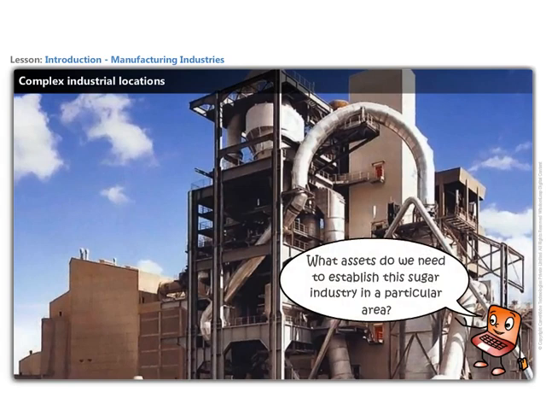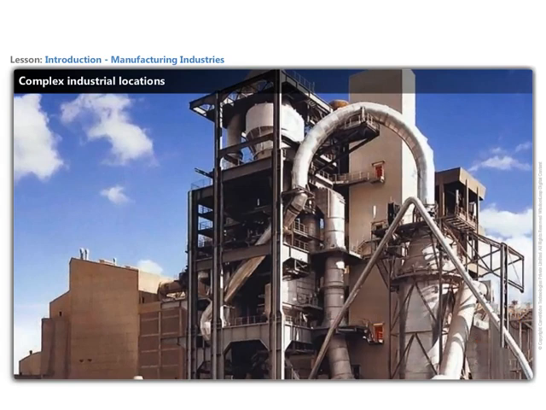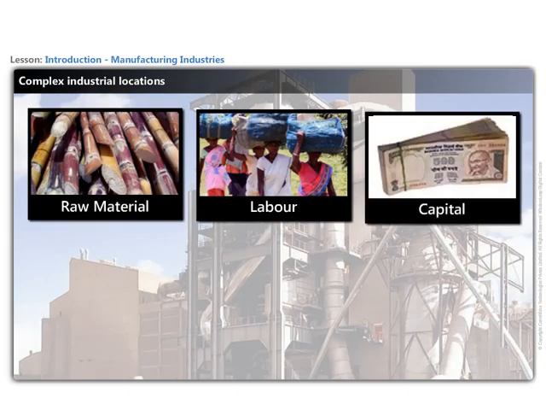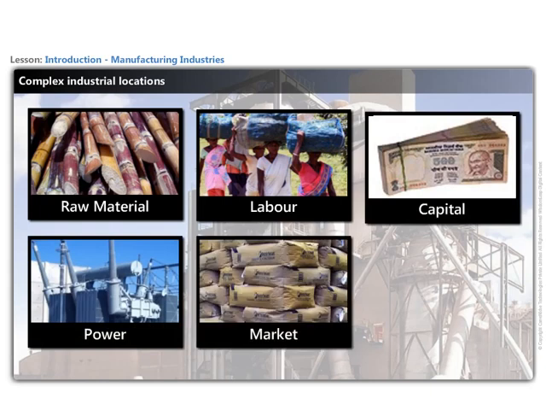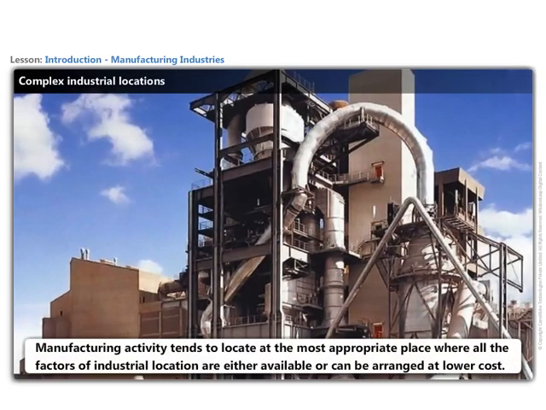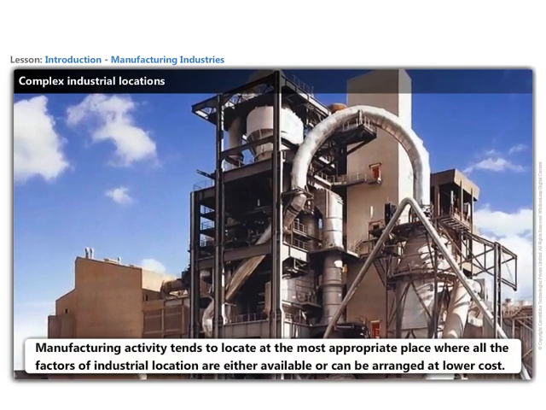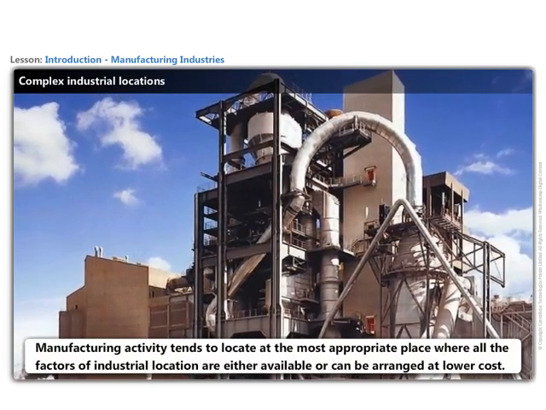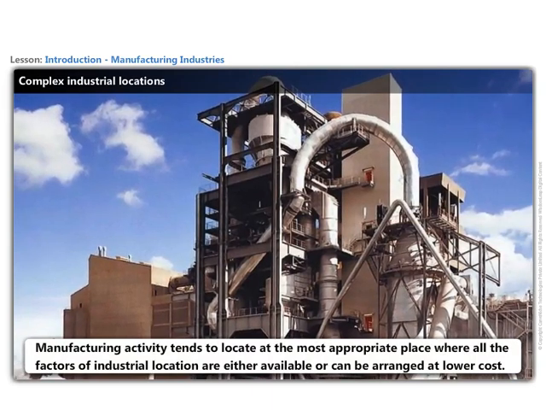What assets do we need to establish the sugar industry in a particular area? Availability of raw material, labor, capital, power, and market and government policies are some of the factors that would determine the location of a particular industry. Manufacturing activity tends to locate at the most appropriate place where all the factors of industrial location are either available or can be arranged at lower cost.